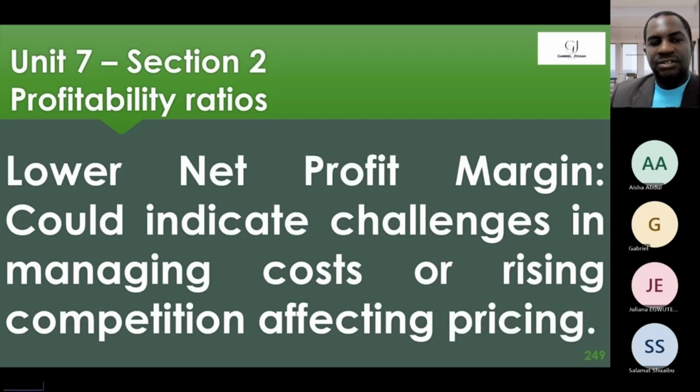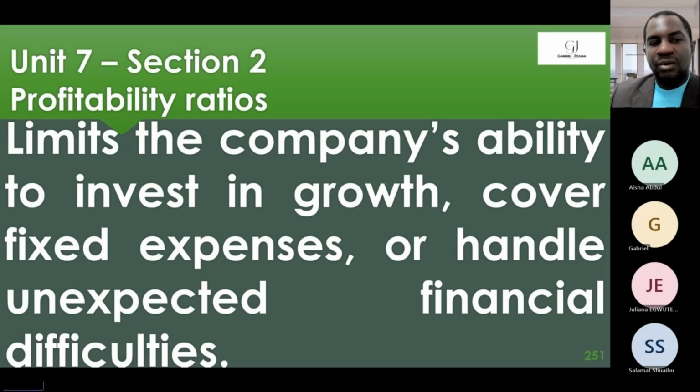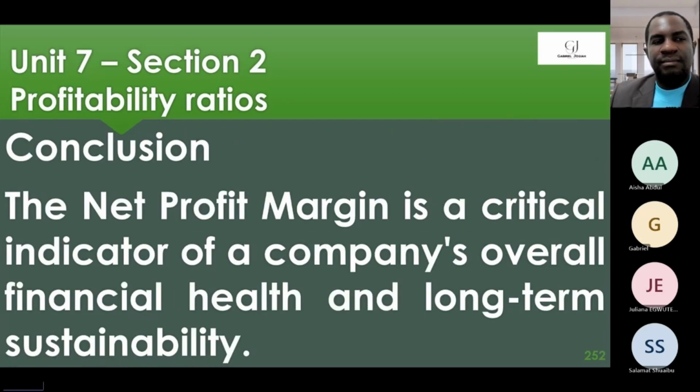While a lower net profit indicates challenges in managing costs and rising competition affecting pricing. It may signal to investors and stakeholders that the company has limited profitability, and this is very concerning. It shows that it's not sustainable in the long run. It limits the company's ability to invest in growth, cover fixed expenses, or handle unexpected financial difficulties. So these are the challenges of having a low NPM.